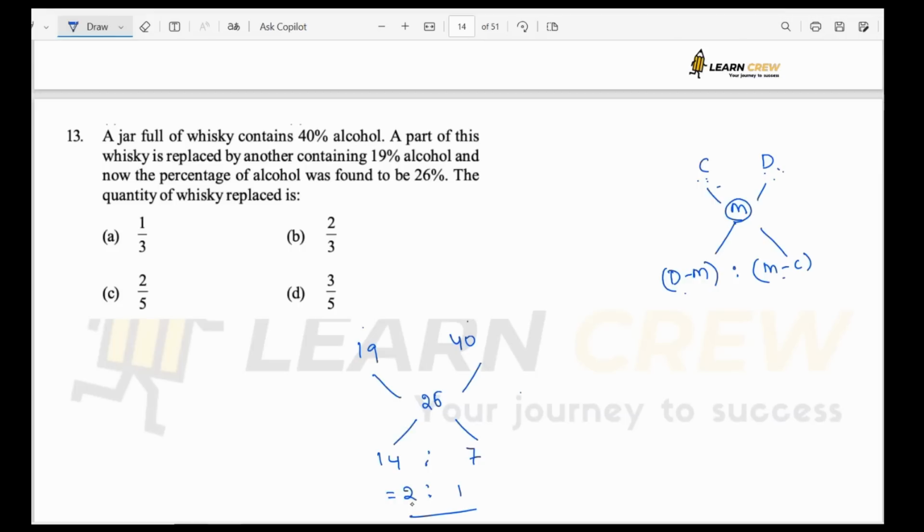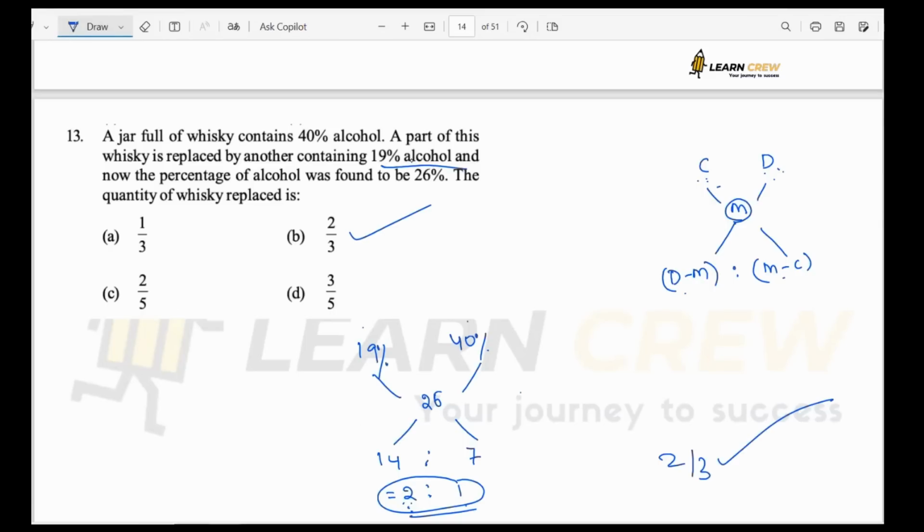So if cheaper is 2/3, dearer is 1/3. Yes or no? Total 3 parts. In that, cheaper is 2/3. This 19% alcohol is 2/3 and 40% alcohol is 1/3. Like that they are mixed. So now what is the question asked? The quantity of whiskey replaced. Which is replaced? 19% alcohol. So what is the answer? 2/3 is the answer.